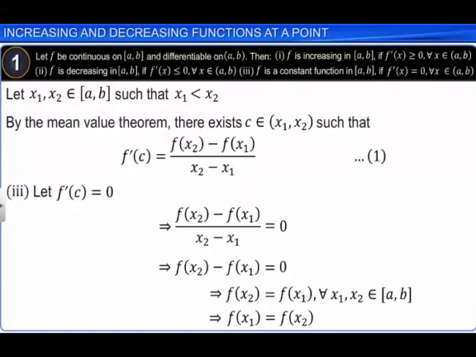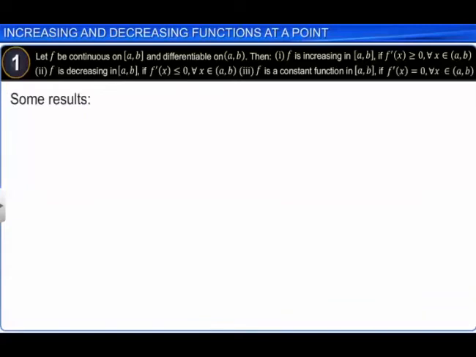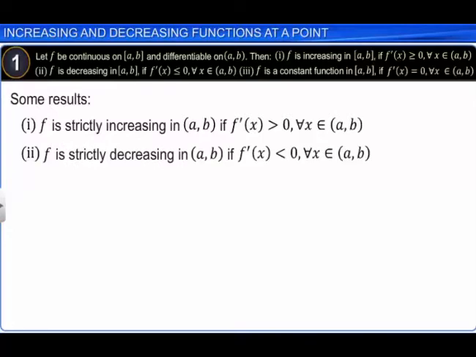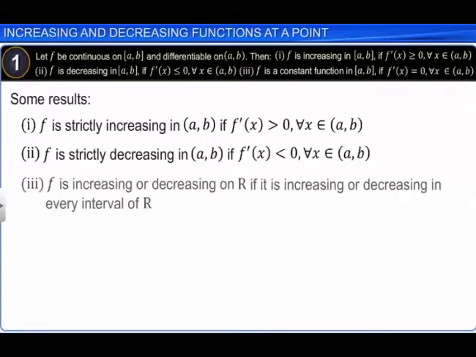This theorem leads us to some important results. Let's take a look at them. A function f is said to be strictly increasing in an open interval a comma b if its derivative is greater than 0 in that interval. A function f is said to be strictly decreasing in an open interval a comma b if its derivative is less than 0 in that interval. A function f is increasing or decreasing on R if it is increasing or decreasing in every interval of R.